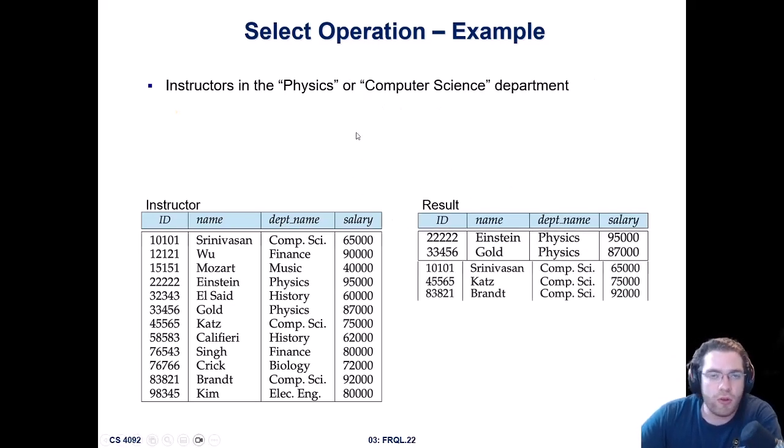One more operation, instructors in a physics or computer science department, so we can get the OR here. So we say predicate, department name is equal to physics, or department name is equal to computer science, select from the instructor table here. Okay.